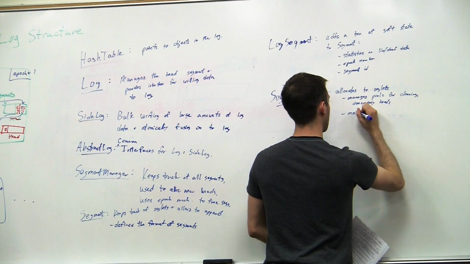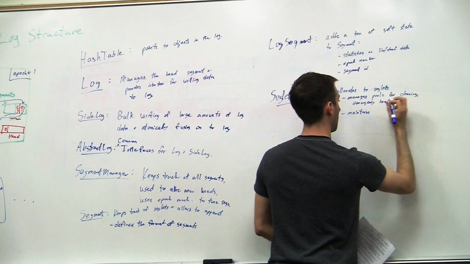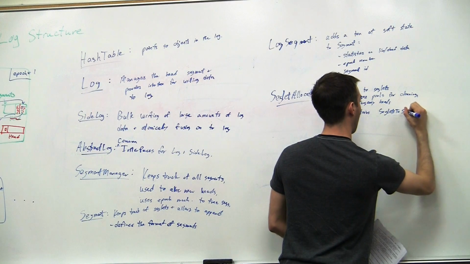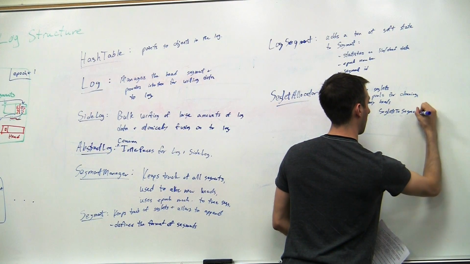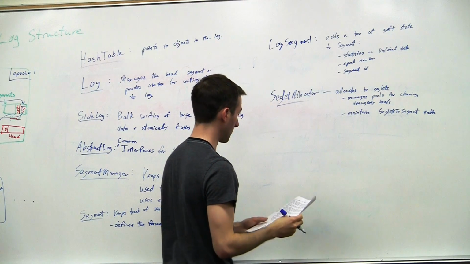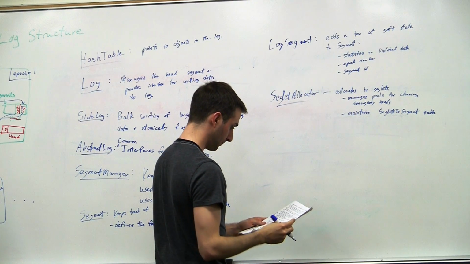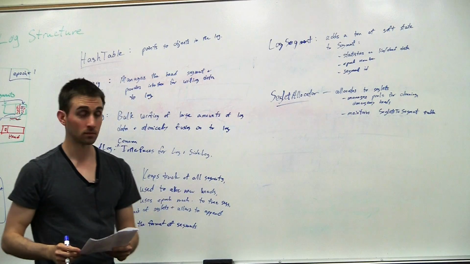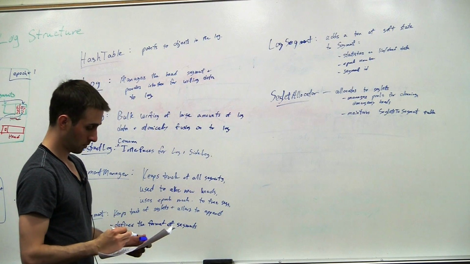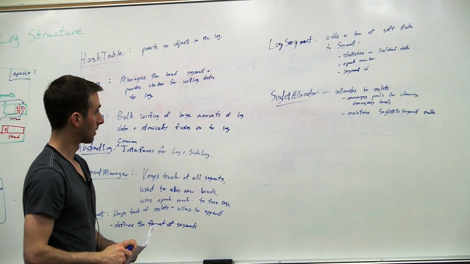And it maintains that seglets-to-segment table. That's used when you look up objects that aren't contiguous in the log. Why wouldn't Segment do that? Then it is the other direction for segments. Why wouldn't Segment do that?